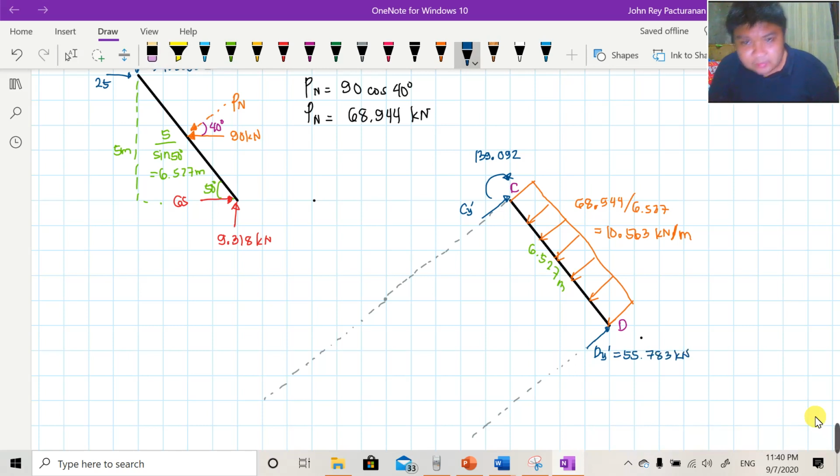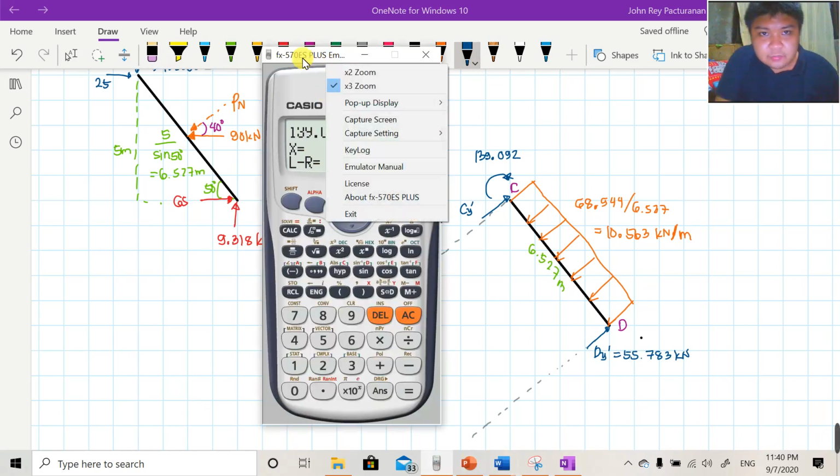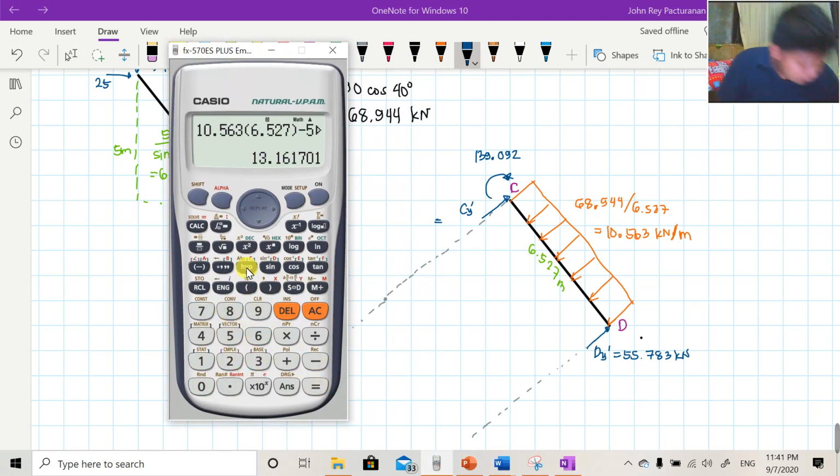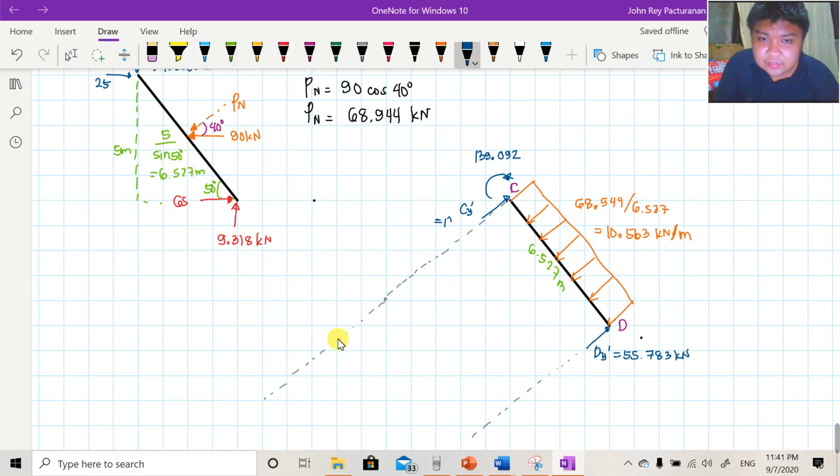On the other hand, for the case of CY, summation of forces na lang, class. Diba? Summation of forces yan. Ang mangyayari, 10.563 tapos 6.527 minus 55.783. So, ang magiging sagot ay 13.161. Okay? So, lagay mo na lang siya, class, as 13.161 kilonewtons.